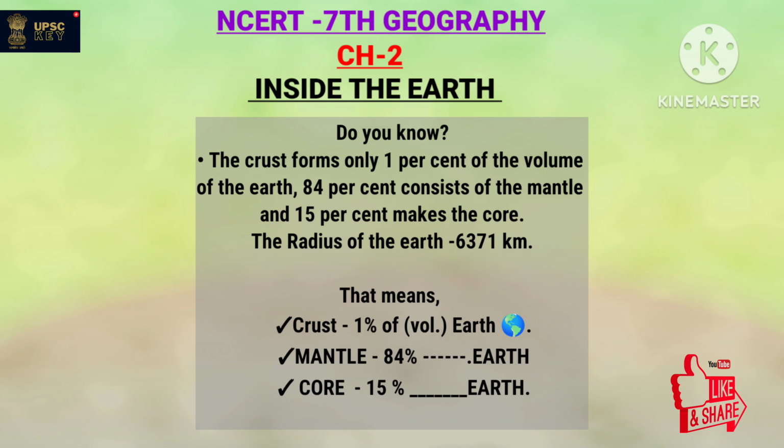Do you know? The crust forms only 1% of the volume of the earth. 84% consists of the mantle and 15% makes the core. The radius of the earth is 6371 kilometers. That means the crust is 1% of the volume of the earth, the mantle is 84% of the volume of the earth and the core is 15% of the volume of the earth.